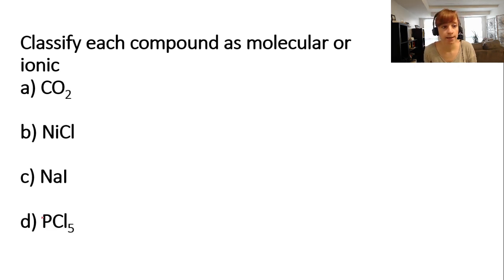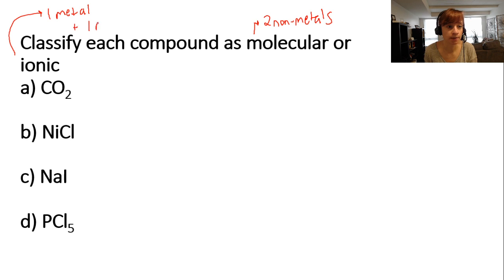A molecule is defined as 2 nonmetals bound together. And an ionic compound is 1 metal bound to 1 nonmetal. The periodic table is grouped based on metals and nonmetals, so you can take a look at that. That will help you determine for each element if it's a metal or nonmetal, so then that will tell you if a compound is molecular or ionic.